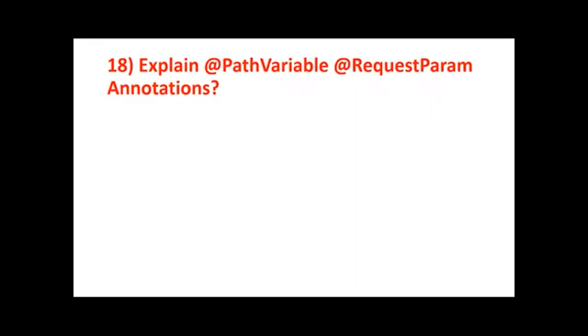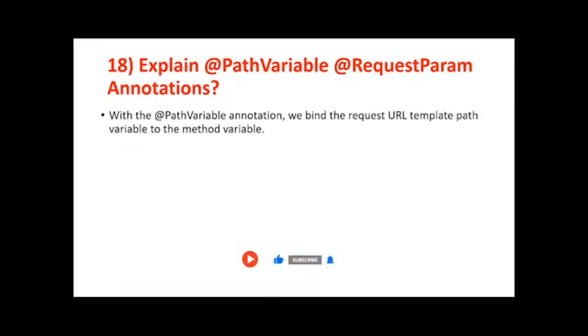So what is the difference between @PathVariable and @RequestParam annotations, or explain them? It is also a mostly asked question. A lot of people say path variable works only in REST, and request param works in web. No, it's actually not like that. Both can be used in Web MVC and REST. But the difference is in sending the data.